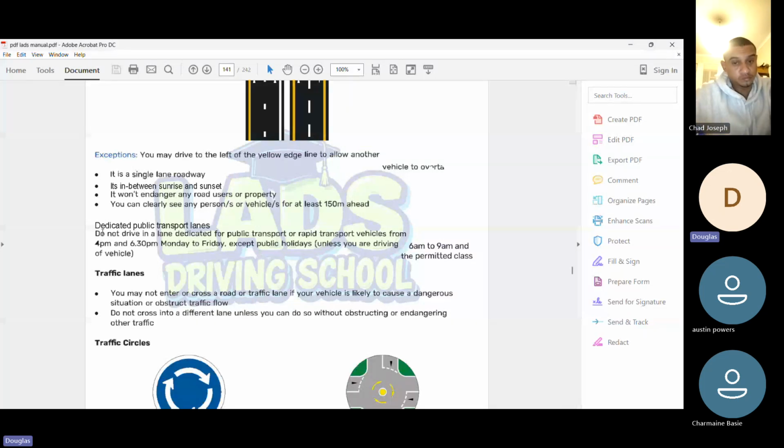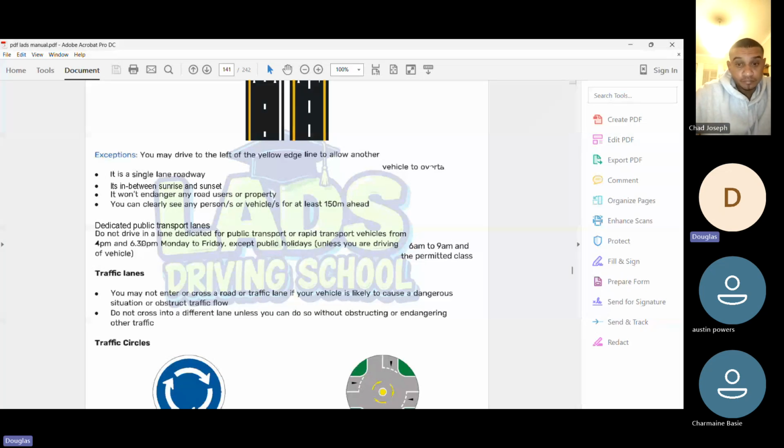So they're saying do not drive in a lane dedicated for public transport or rapid transportation vehicles from 4 p.m. to 6:30 p.m. Monday to Friday, except public holidays, unless you're driving a permitted class of vehicle. So meaning if you're driving a taxi, you're allowed. Bus, you're allowed. Ambulance, definitely. Your firefighting car, you're allowed to be on that lane.